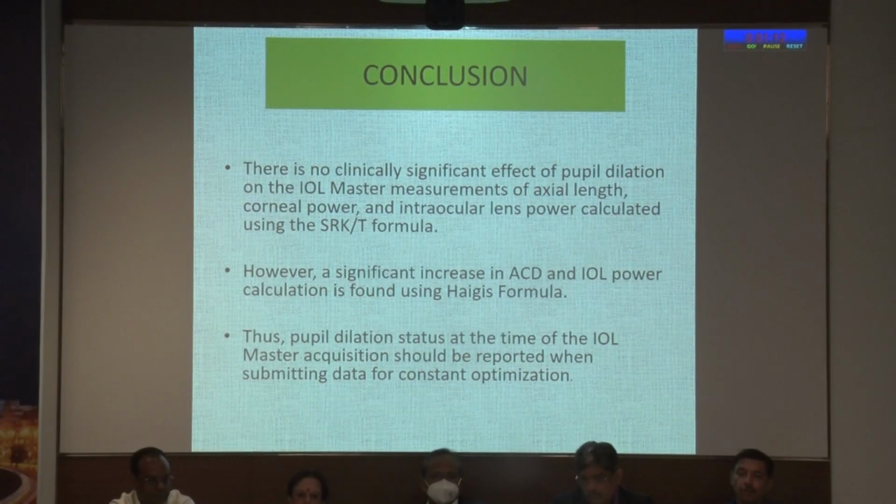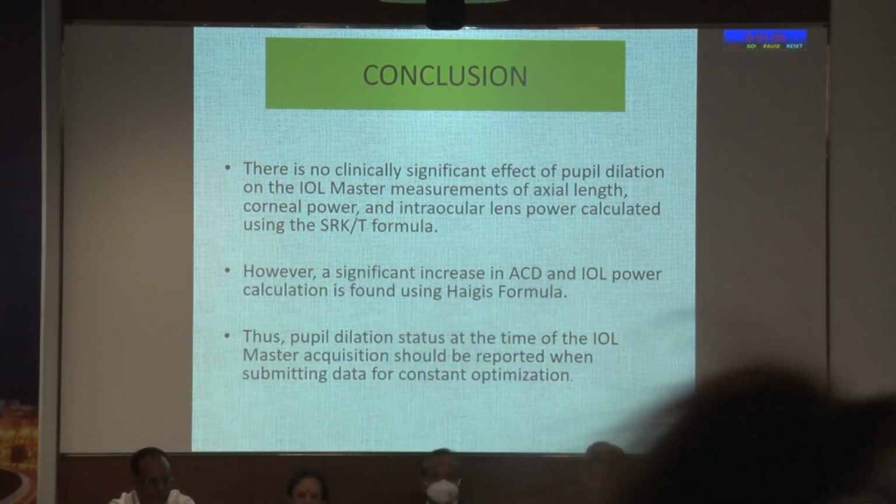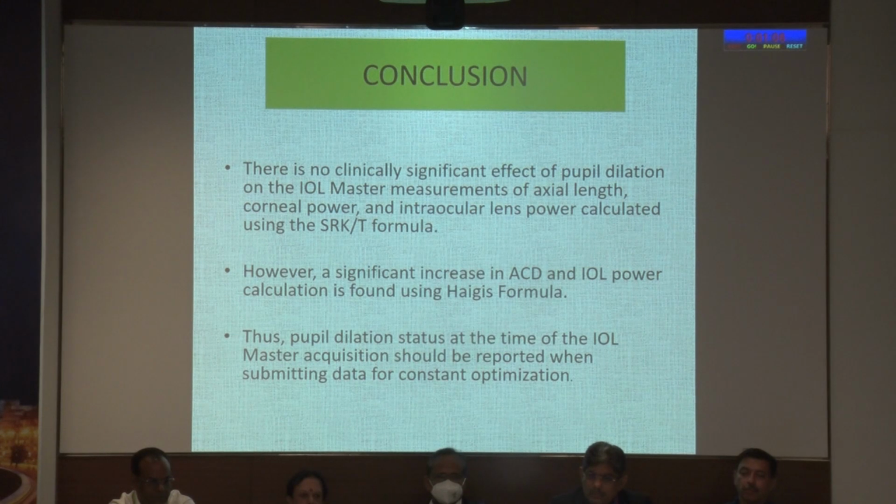Finally, the conclusion is that there is no clinically significant effect of pupil dilation on the IOL Master measurements of axial length, corneal power, and intraocular lens power calculated using the SRK/T formula. However, a significant increase in the ACD and in the IOL power calculated is found using the Haigis formula. Thus, pupil dilation status at the time of the IOL Master acquisition should be reported when submitting data for constant optimization. Thank you.